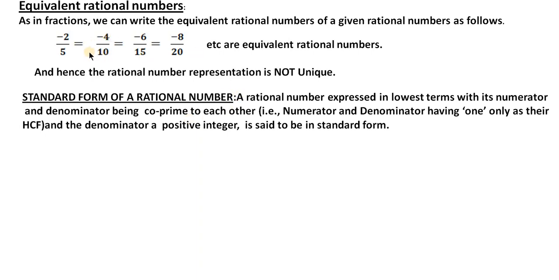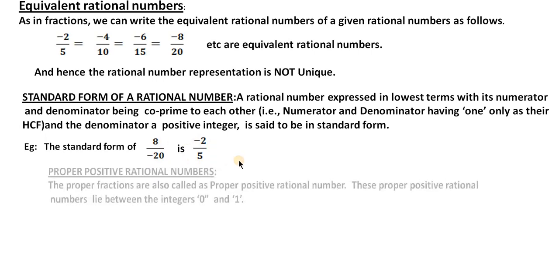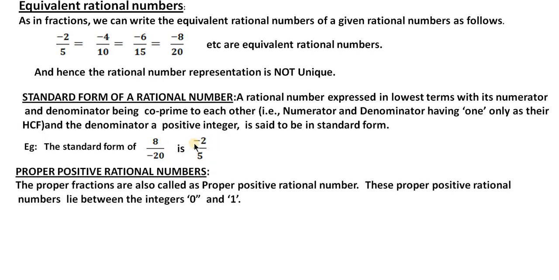So that's why I said if the denominator becomes negative, that should be shifted to the numerator. So here the standard form of 8 by minus 20. Now you can reduce it also. 8 and 20 have a common factor, which is 4. So 8 divided by 4 equals 2, and 20 divided by 4 equals 5. This denominator cannot be negative, so I am shifting the sign up by multiplying by minus 1. Minus 1 into minus 20, this way it comes here. Now this is in the standard form.